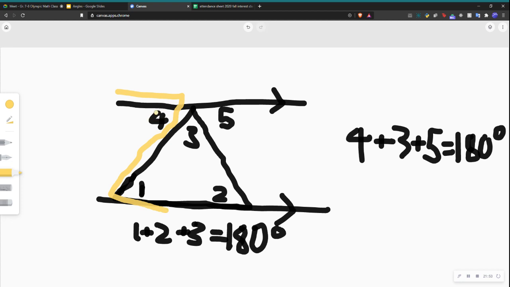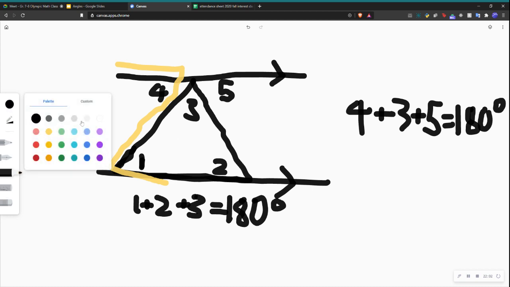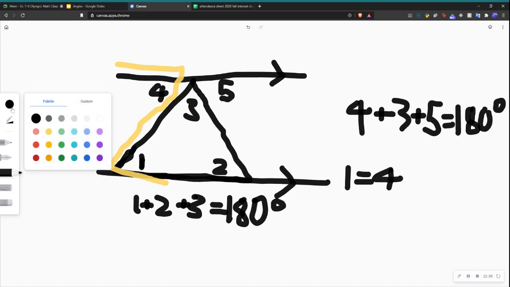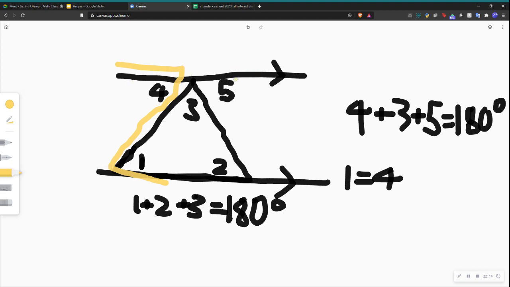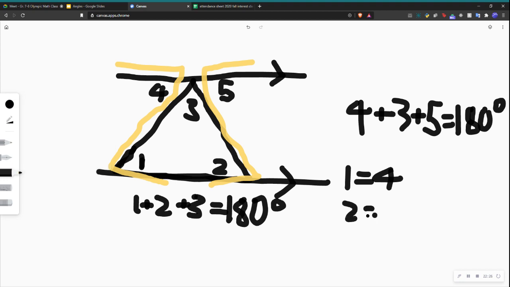So here we have angle 4 that's enclosed, and then on the other side we have angle 1. And we know that these are alternate angles. And so what this means is that angle 1 is equal to angle 4 because of alternate angles. Similar thing for the other side. So here we have angle 5 and angle 2. We know that these are also alternate angles, so they're equal to each other. So angle 2 is equal to angle 5.